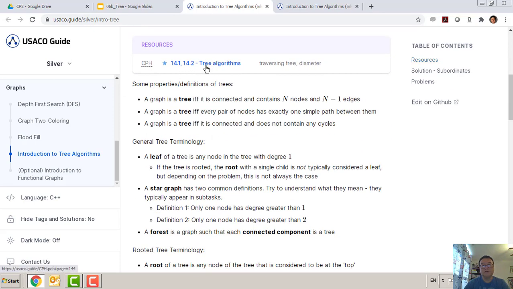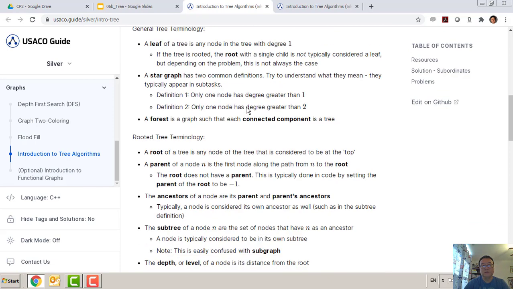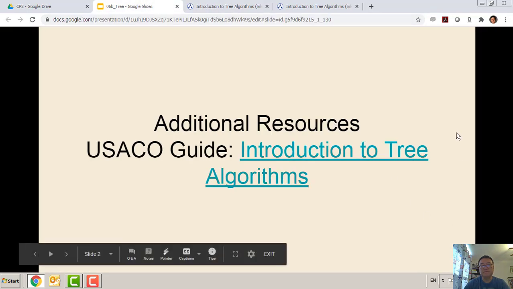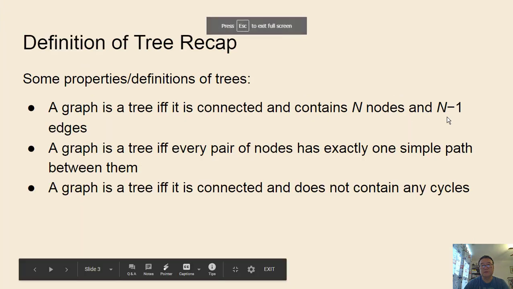They also have a link to a competitive programming handbook. There's a section on tree algorithms, and it has a number of problems, so I took two of the problems here for this supplement lecture.